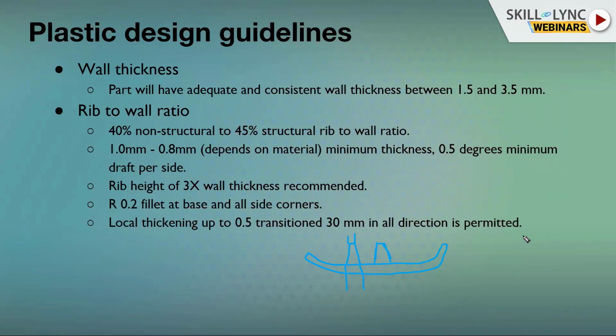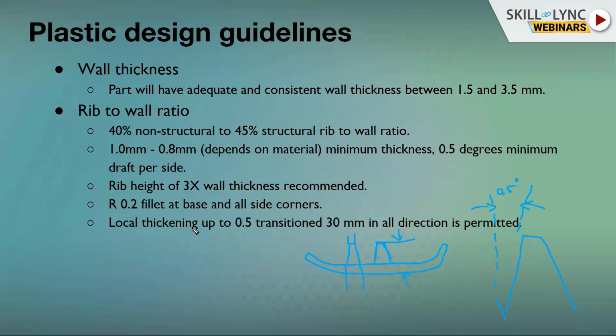So I'll just zoom in a bit here. So the rib looks like this. And then when I check the angle, so this is the draft. And this has to be 0.5 millimeters minimum. Oh, sorry, 0.5 degrees. And it is easy for the ejection of the tool. And now rib height. So these are the rib heights. And this height has to be at least 3 times the wall thickness, which is recommended as per the design guidelines. So this is the height of the rib.